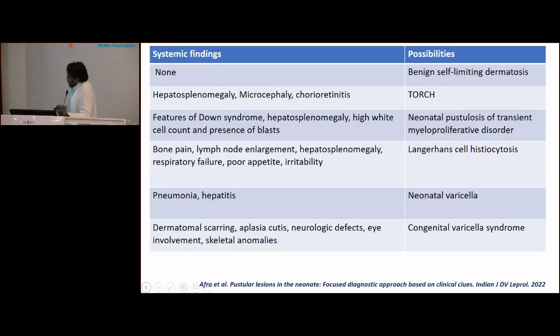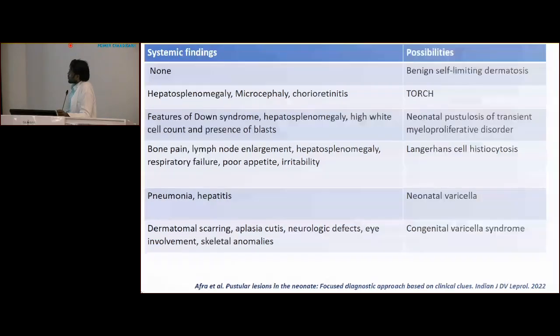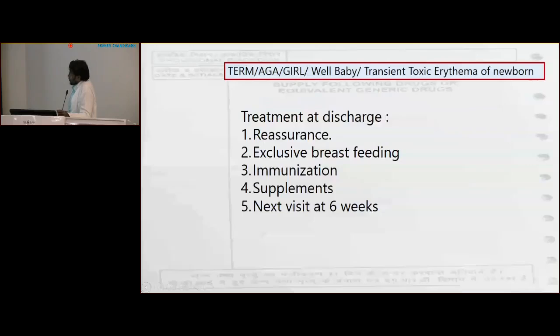Pneumonia and hepatitis, it's neonatal varicella. And dermatological scarring, and eye involvement in the form of chorioretinitis, and skeletal involvement in the form of osteitis. If these are present, then it is congenital varicella syndrome. So the treatment which we gave for this child was reassurance, and we ensured that exclusive breastfeeding is happening, and immunization as advised, and supplements, and the next visit was at 6 weeks.